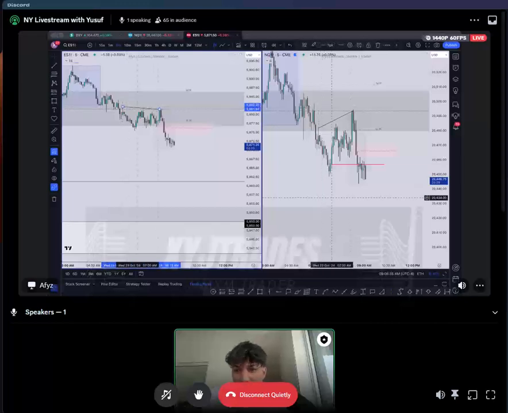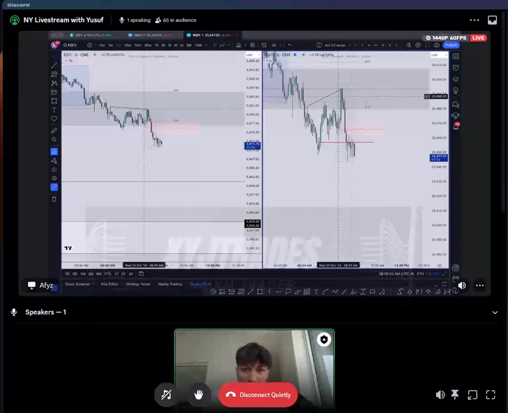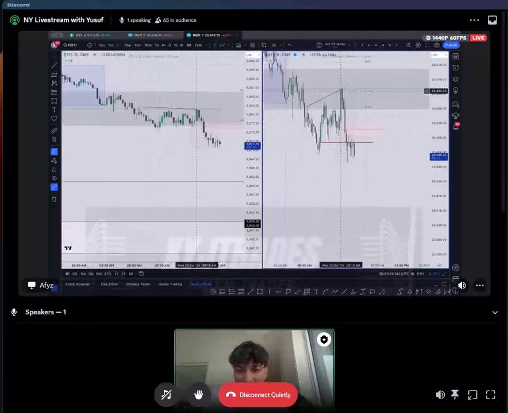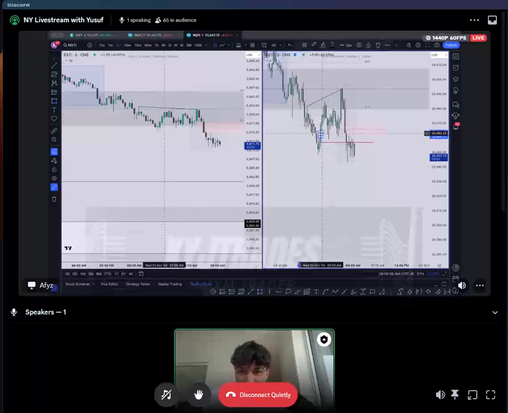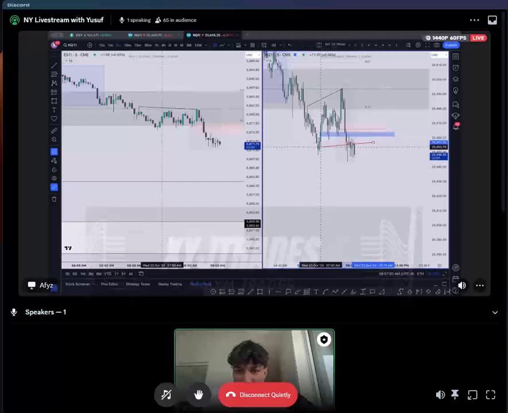So again, how do we want to evaluate a change in the state of delivery? Well, we want to use our 3 criteria. We want to see SMT at a key level, which is this inversion 4-hour PD array, or this hourly gap, for example, as well. Hourly inefficiency or 30-minute inefficiency. Then we want to see if we can get a displacement lower, change in state of delivery below here, and an inversion fair value gap contained within that leg. And you can see we had that inversion fair value gap right in here. So we have all the hallmarks of this being a strong change in state of delivery right here, and that's that hourly candle open right here.